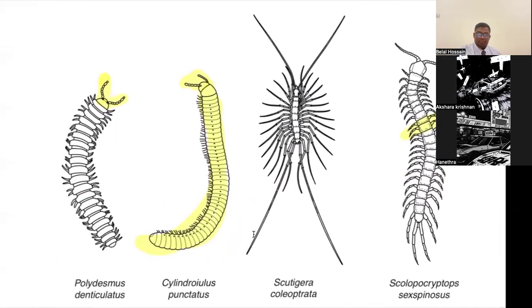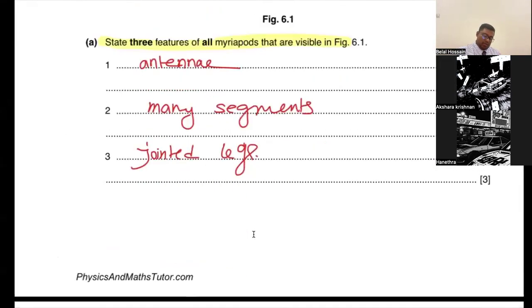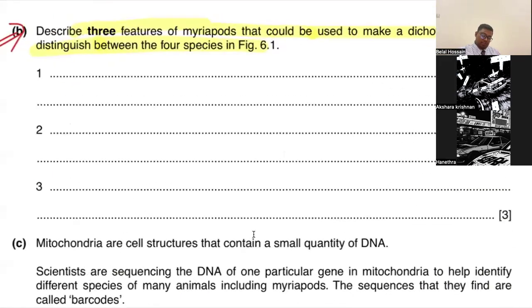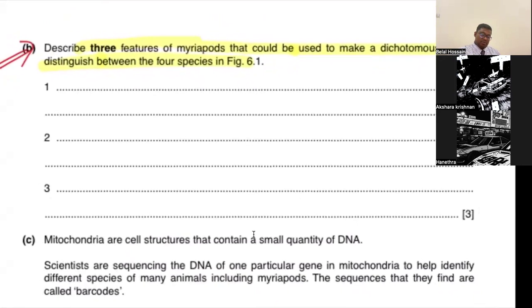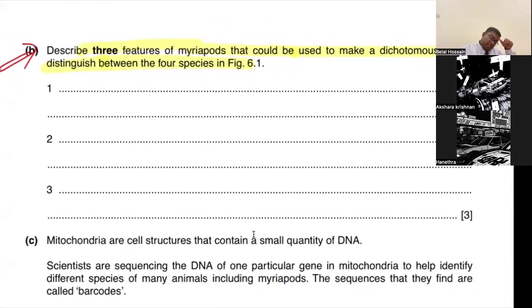Have you done? Yes, sir. Okay. Now tell 3 features of myriapods that could be used to make a dichotomous key to distinguish between the 4 species. Try. Anyone can try. Anitra can try, Harshvita can try. Tell me if the answer matches, I will write it here. There are many points, by the way. There are like 14 points that you can use. So don't be worried, just tell a point. How can we distinguish between them?